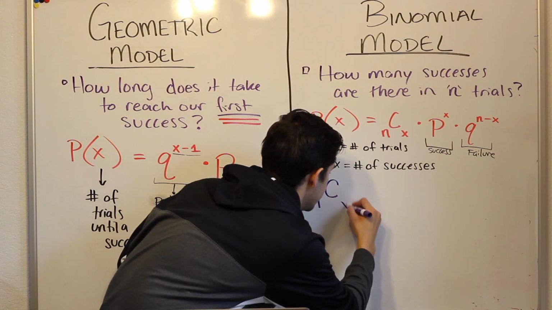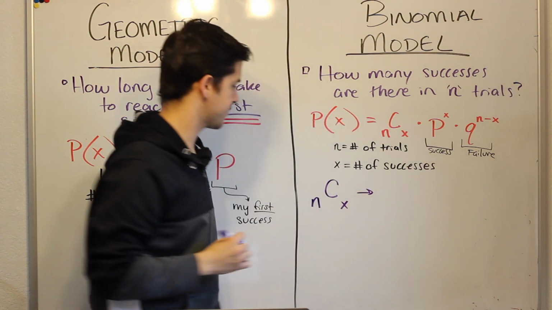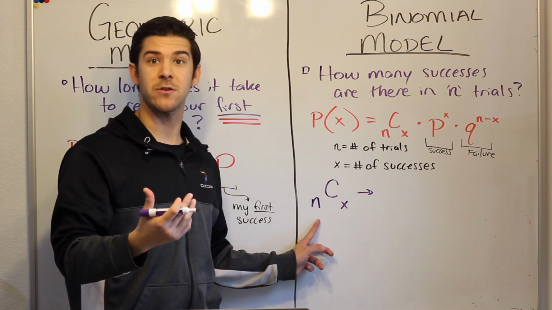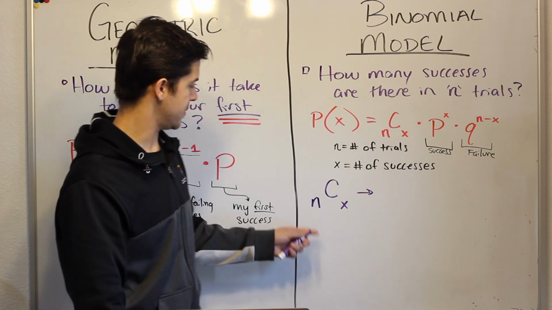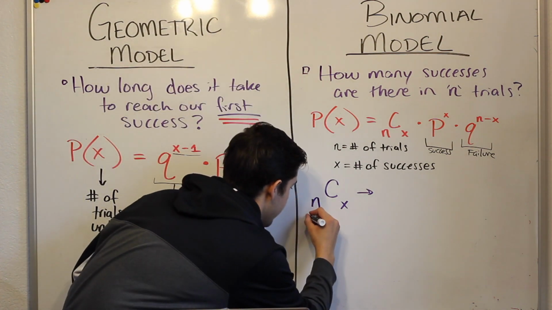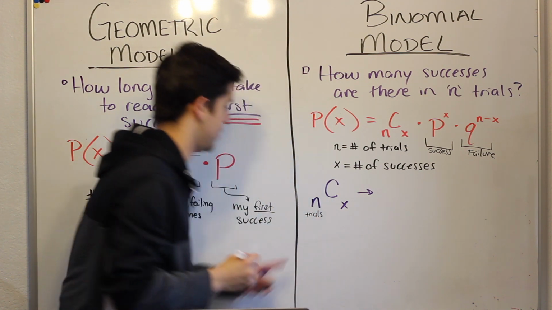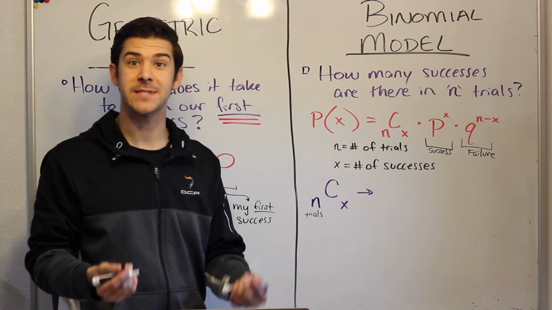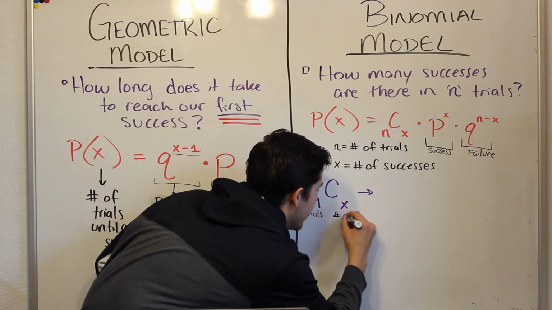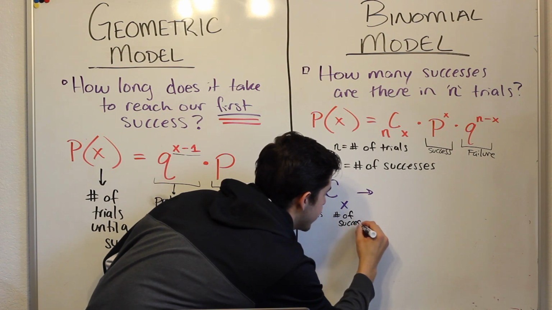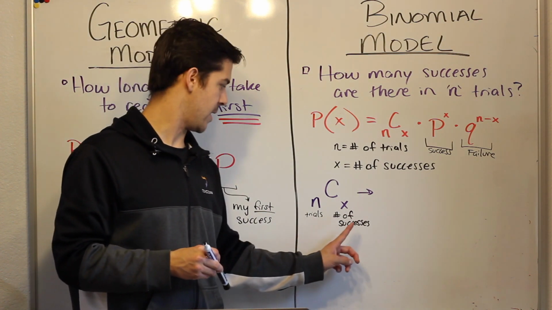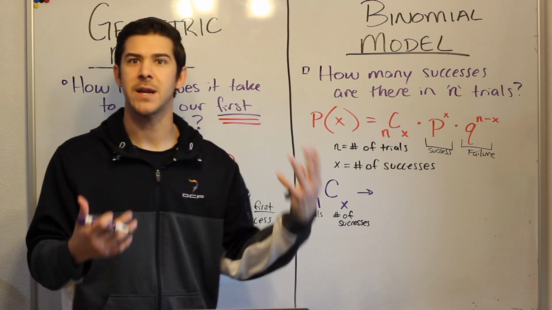N choose x. Given n trials, we want to choose x amount of times that I succeed. The number of successes. This little piece, n choose x, means if I shoot a basketball 5 times and I want to make 3 of them, I can make any combination of that.